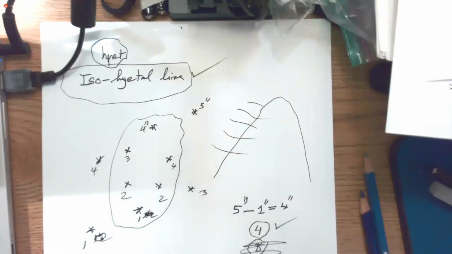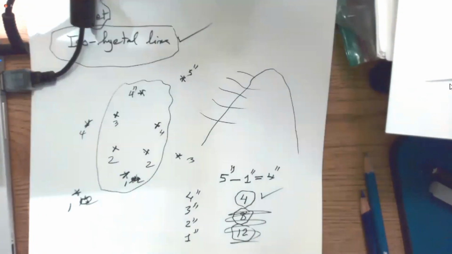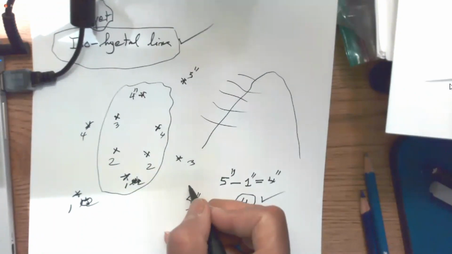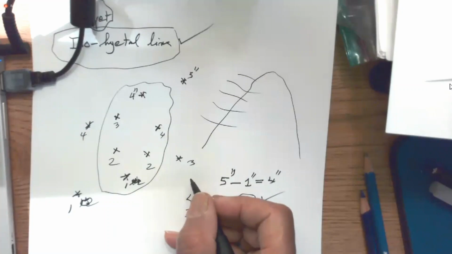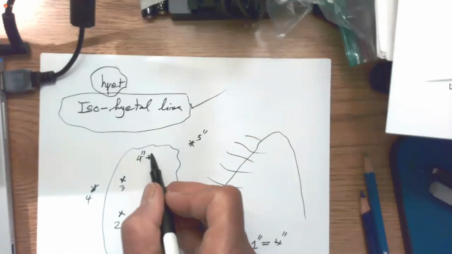So how do I get it? My contour lines will be 4, 3, 2, and 1. This is the range, within that range. You can even say 5, it doesn't matter. So 4, 3, 2, 1. So where is the 4? I see a data point of 4 here.